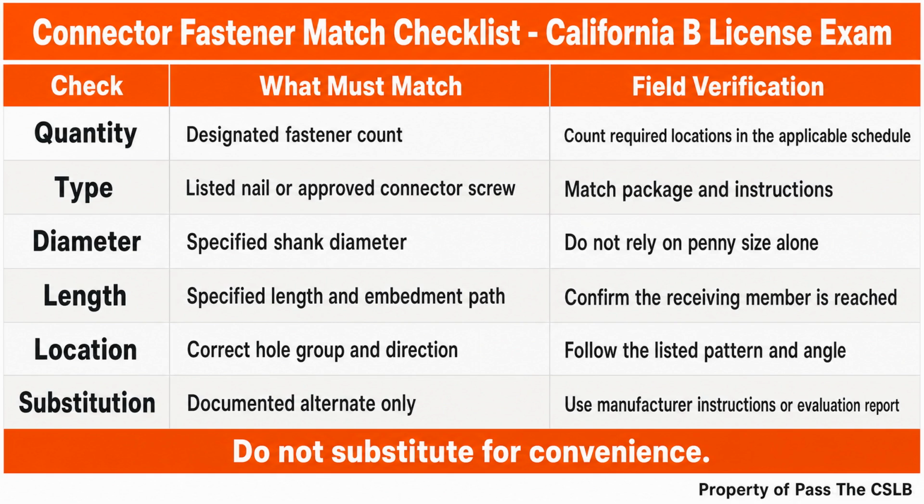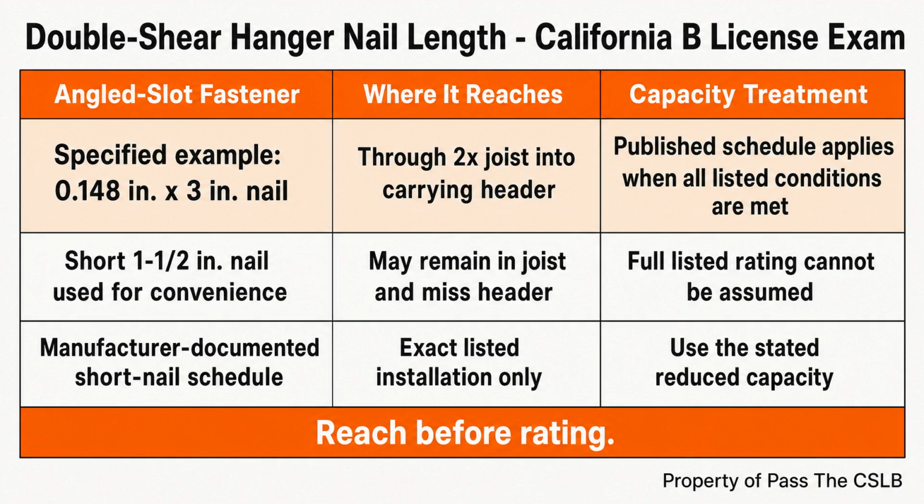Double-shear joist hangers make the length issue easy to understand because the angled fastener path has a specific job. In the example supported by the research report, the hanger schedule calls for a 0.148 inch by 3 inch nail into a 2 by carrying member. The full-length nail passes through the carried joist and embeds into the supporting header. That creates the intended double-shear load path through both wood members. A short 1 1/2 inch connector nail placed in that angled slot may enter the joist but fail to reach the header. It can fill the hole and still miss the work that hole was designed to perform.